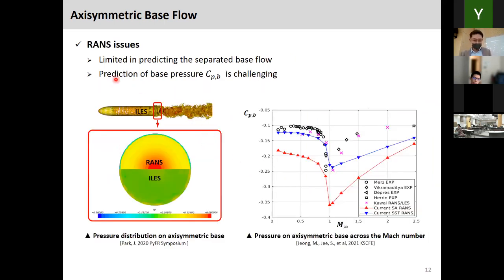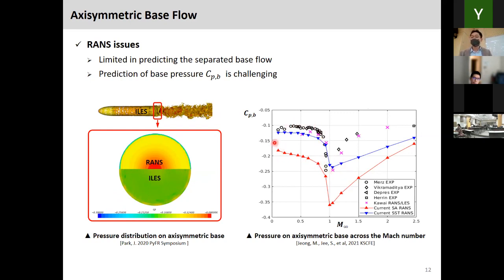So RANS has a limitation in predicting separating flow. Particularly, here we are interested in predicting the base pressure, the pressure on this base plane. RANS gave us quite an interesting pressure distribution, which is not close to reality, while high fidelity and experimental data show quite a uniform pressure distribution on the base plane.